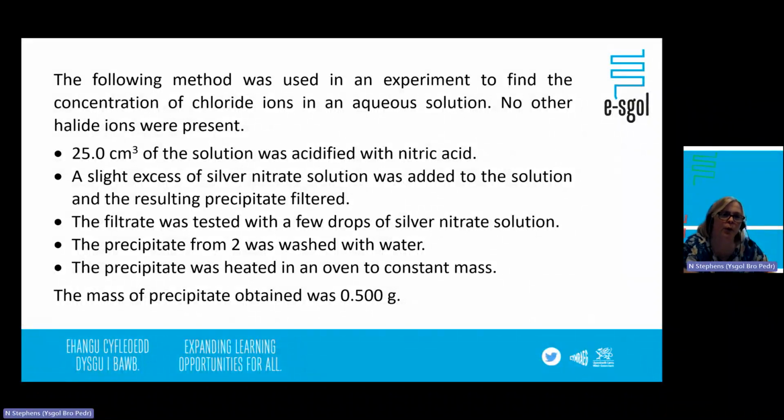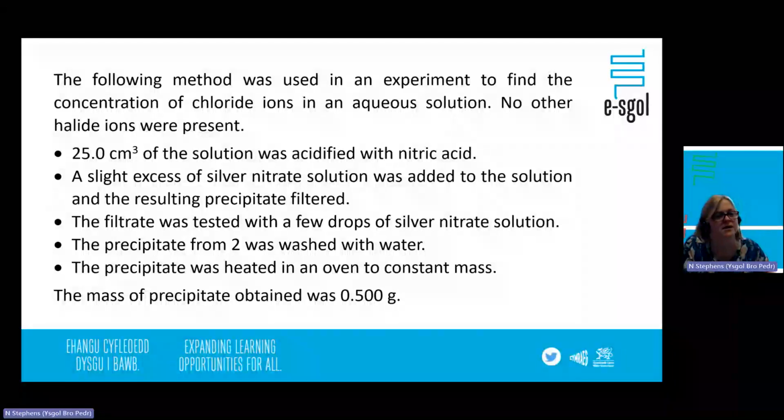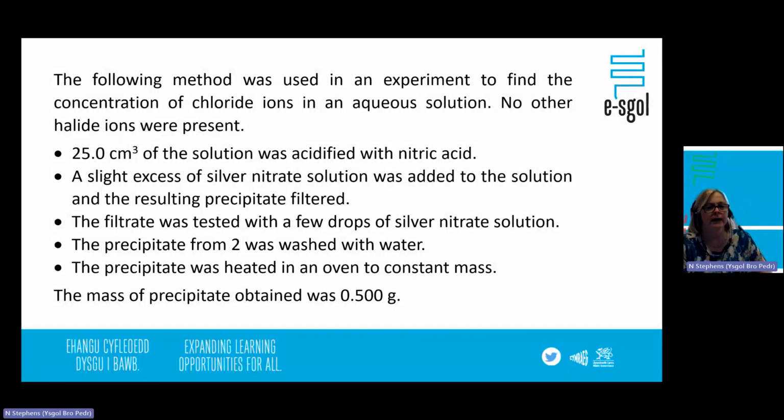Okay, they'll give you a series of information and may either ask you to analyze the data or the results or explain the purpose of certain steps. So what you can see there is that you've got a method to use an experiment to find the concentration of chloride ions in aqueous solution. Okay, no further halide ions were present, and they took you through the different steps. So in each step there, they may well ask you what was the purpose of doing this, why they're doing this in this order, etc.